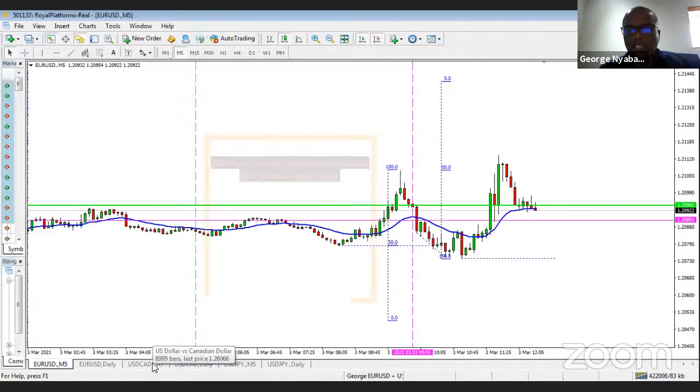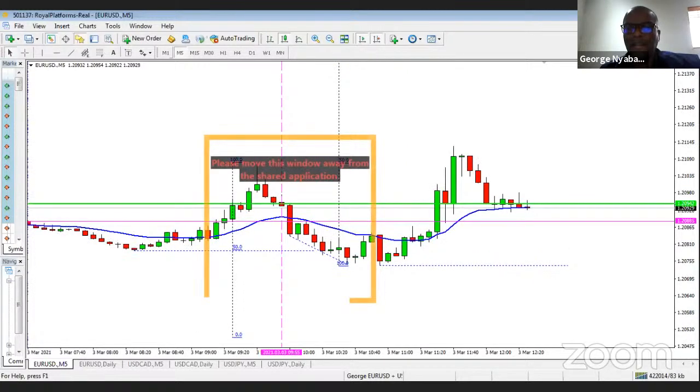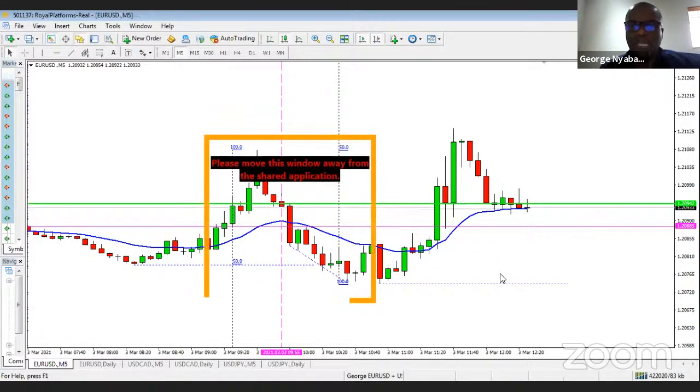The other chart that we look at. So here I am doing nothing, okay, because we are in the middle of this trading range. You don't want to initiate any trades in the middle of this trading range.